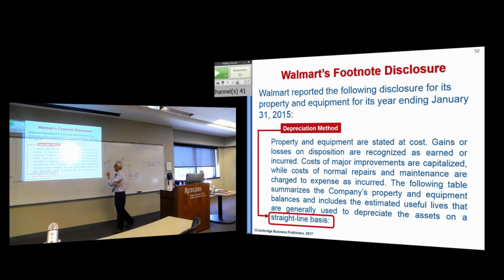And they're not going to give you the table, but they summarize the property, plant, and equipment, the useful lives, and they said they're using the straight line basis. So a lot of the things that we've covered in the course so far.